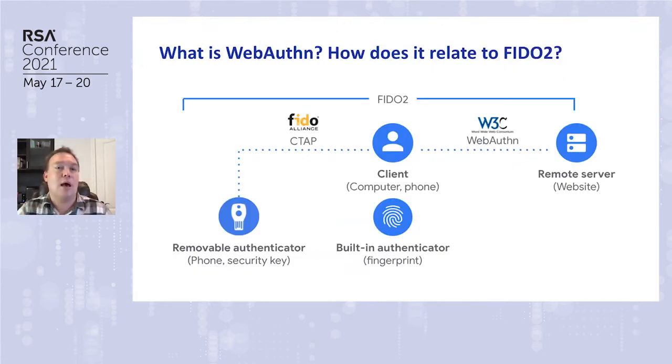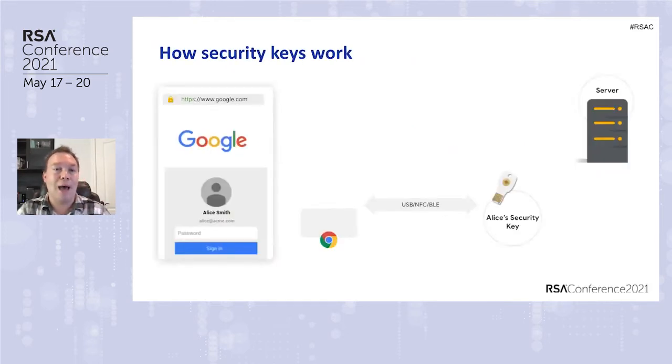Another way of putting this: how do FIDO and WebAuthn relate to one another? Well, we have this umbrella term called FIDO2, and under that we have things like the client, that's the computer or the phone. We have the W3C WebAuthn standard to the remote web server, and then we have different types of authenticators. Authenticators can be connected locally, like built-in fingerprint sensors or Windows Hello and other types of authenticators. As soon as authenticators are remote, you have this CTAP protocol that governs the communication on that level. Now, before we go further, let's look at the basics of FIDO and WebAuthn and how this protocol hangs together.